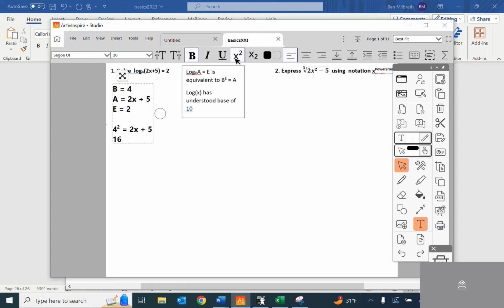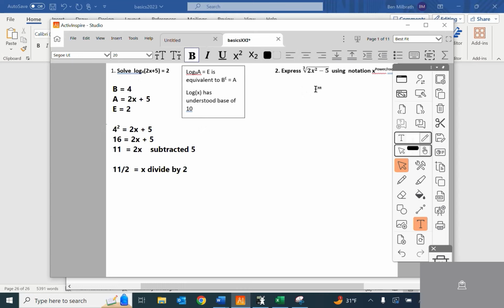Now I know 4 squared is 16. You should too. And the next thing I'm going to do is subtract the 5. If you're curious what happened there, I subtracted 5. And the next thing I'm going to do is divide by 2, because the opposite of multiplication is division. So there you go, 11 halves.